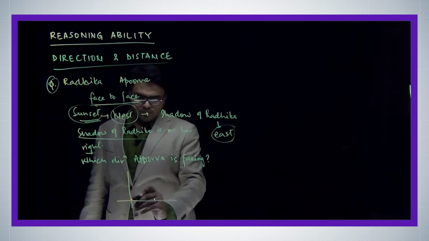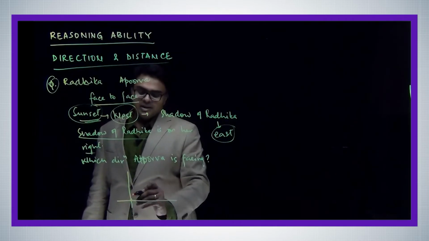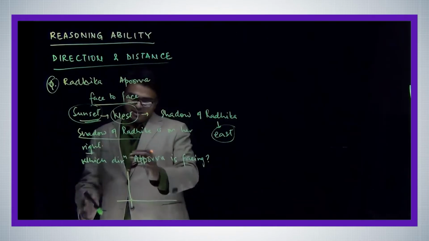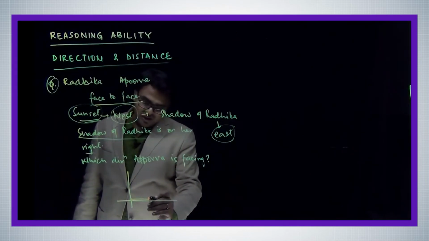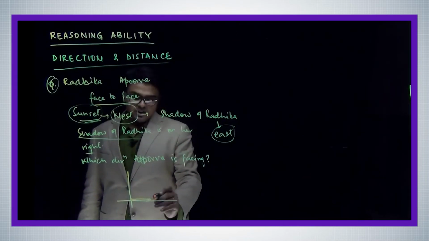Now we all know this is Radhika. Let's say this is Radhika. We don't know where she is facing, but we have to find that out. And her shadow is in the east. So this is the shadow, this is the direction of the shadow.